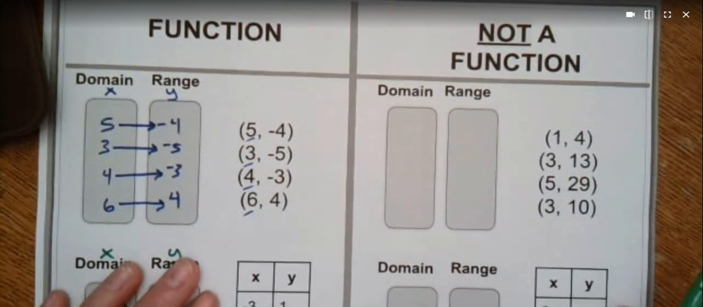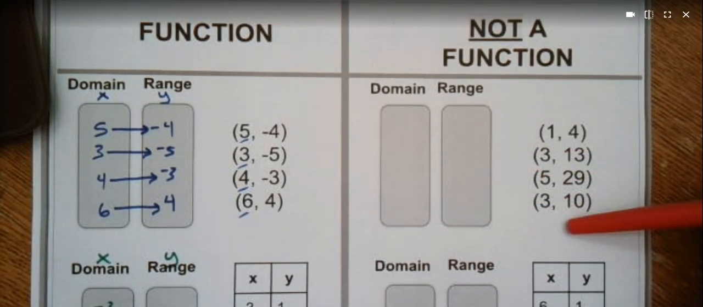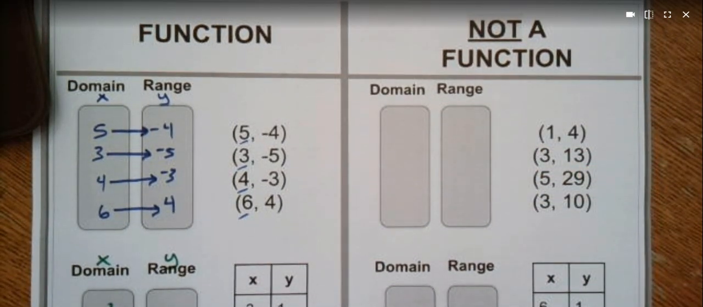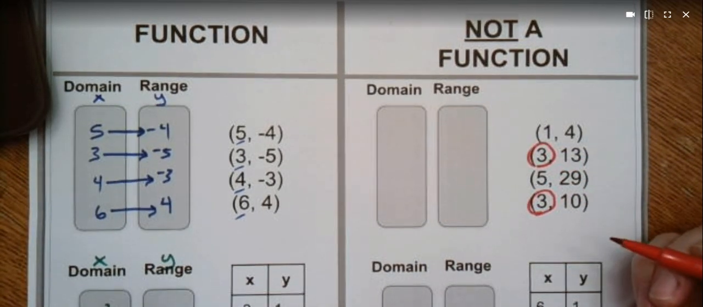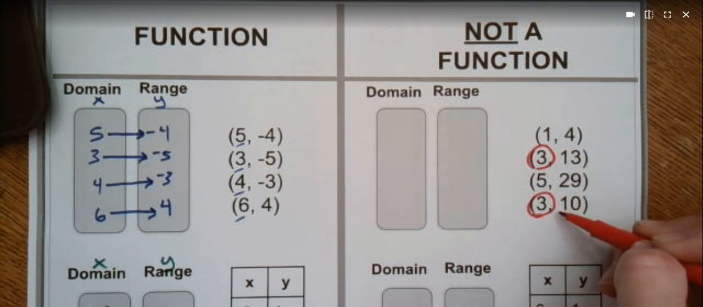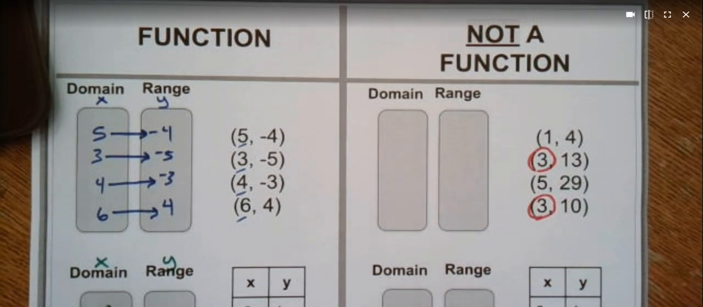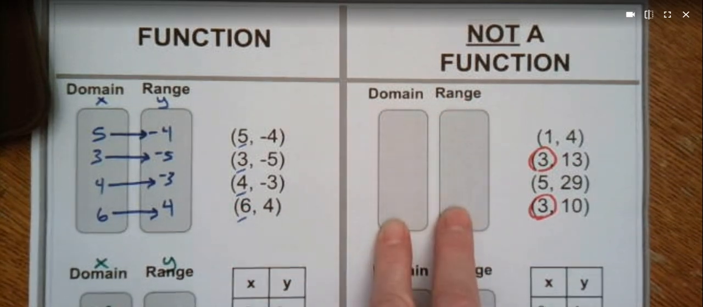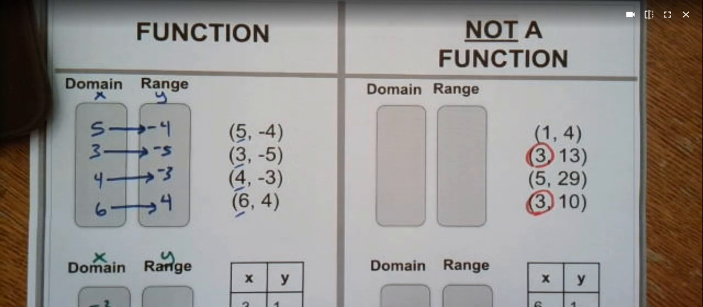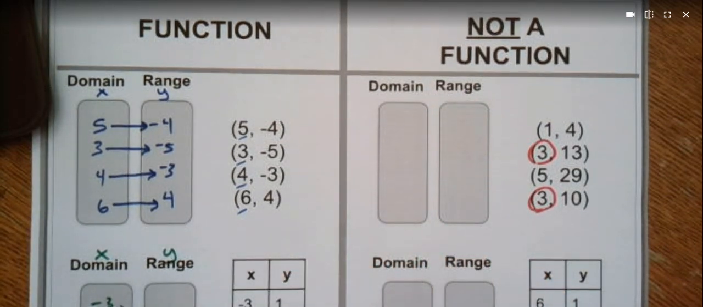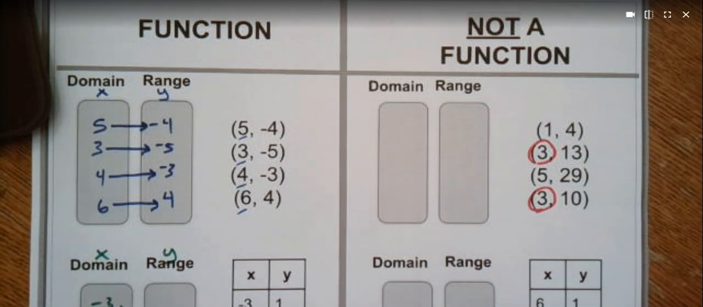Now let's go over here to not a function. Just by looking at the relation, can you tell why it's not a function? I bet you can. Do you see how we have an x value that's repeated? Absolutely. So right away, just by looking at this, I should be able to say not a function. Let's map it. You might be wondering, why do I have to map it? The reason is because you have to be able to recognize and understand how to read mapping diagrams. And if you know how to make one, then you'll know how to read one.